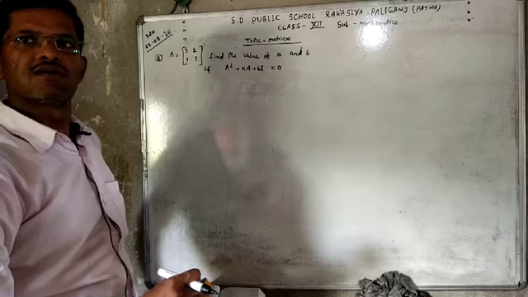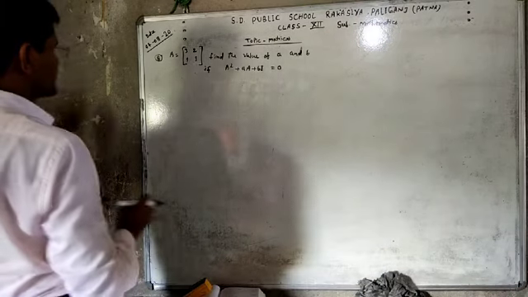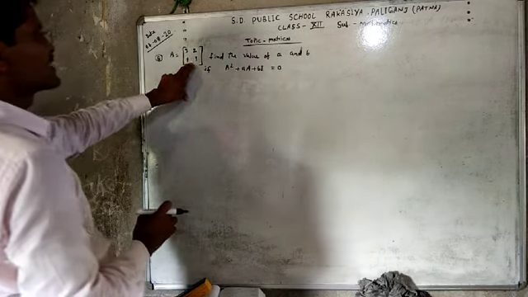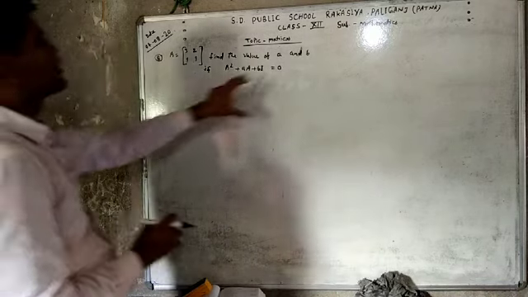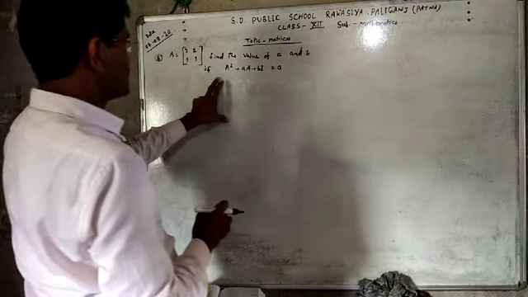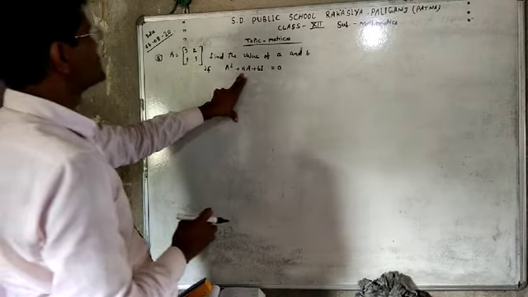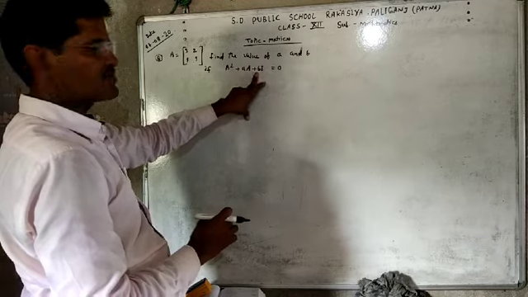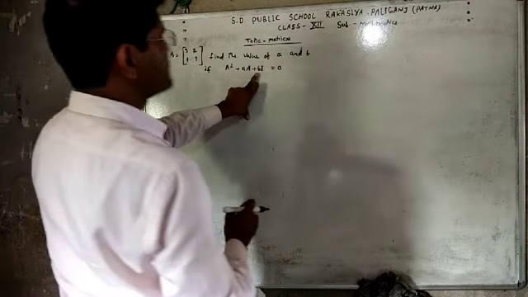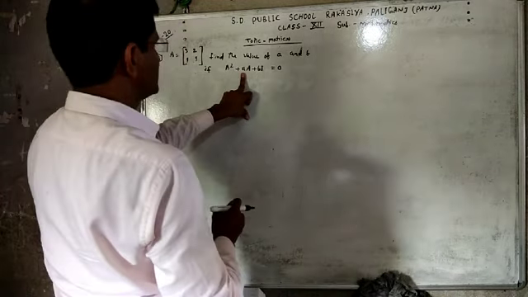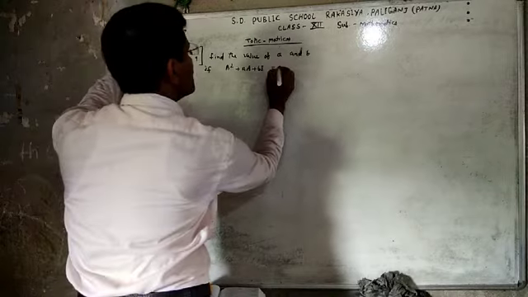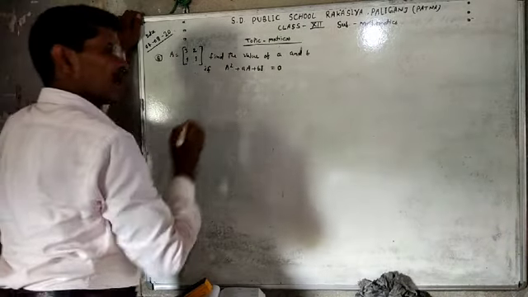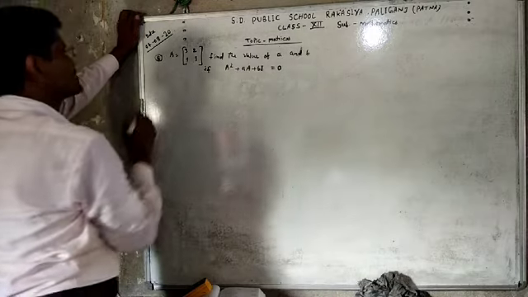The next problem is given the matrix A, 3, 2, and 1, 1. We have to find the values of a and b such that A squared plus aA plus bI equals O, where small a and small b are two different constants, O is the zero matrix, and I is the identity matrix of order 2 by 2.